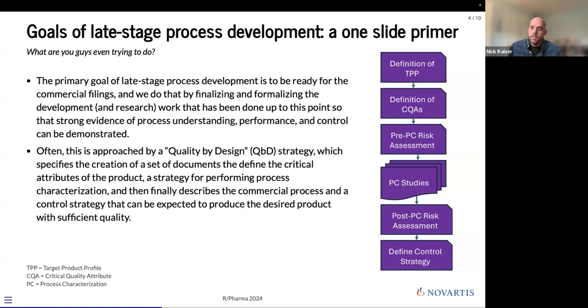You would start with a definition of a target product profile. You would use that product profile to identify critical quality attributes. You would then perform a risk assessment before starting process characterization, which is the kind of formal way through which you evaluate the process. You might perform a risk assessment after completing PC, and then you would use all of that information to define a control strategy. And what would go into the commercial filings would kind of be a summary of everything that you see there on the right.